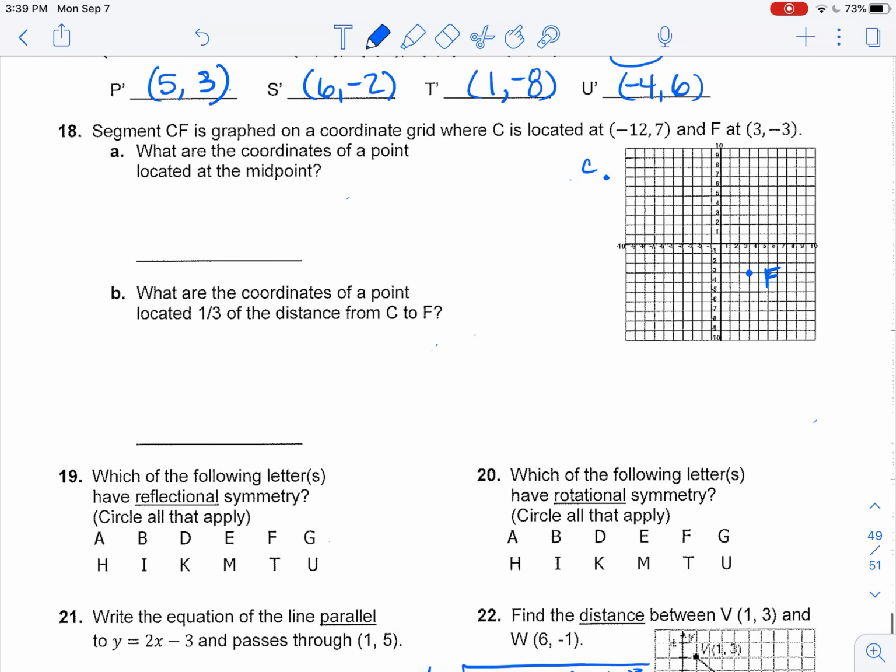In number 18, we have segment CF graphed on the coordinate plane where C is located at -12, 7. So it's way over here off the grid. F is at 3, -3. So I've got these plotted already. And it says, what are the coordinates of the midpoint?